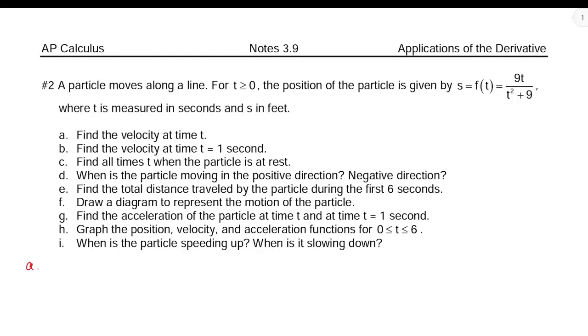Part A, find the velocity at time t. So the velocity is the same as the first derivative of f. I'm going to do the quotient rule. Low times the derivative of high would be 9 times t squared plus 9, minus high d low. High is 9t, and the derivative of the low is 2t, or the derivative of the denominator. And then we're going to square the denominator. That's low d high minus high d low over the bottom squared, and away we go. I'll just clean that up for the answer.